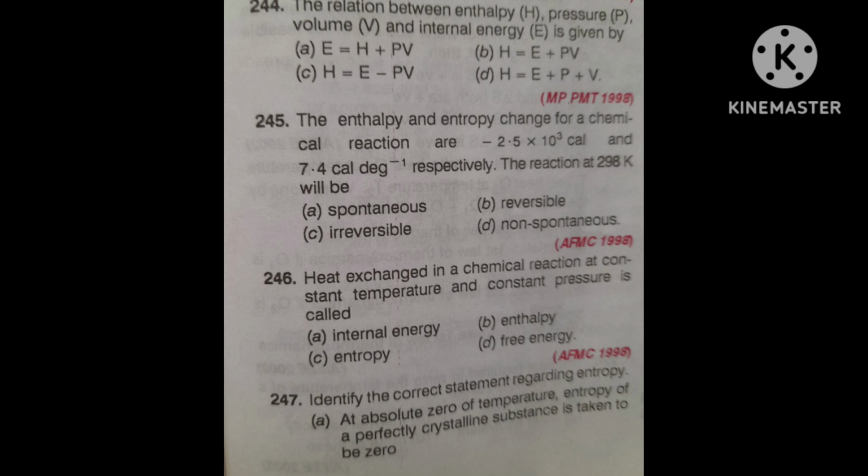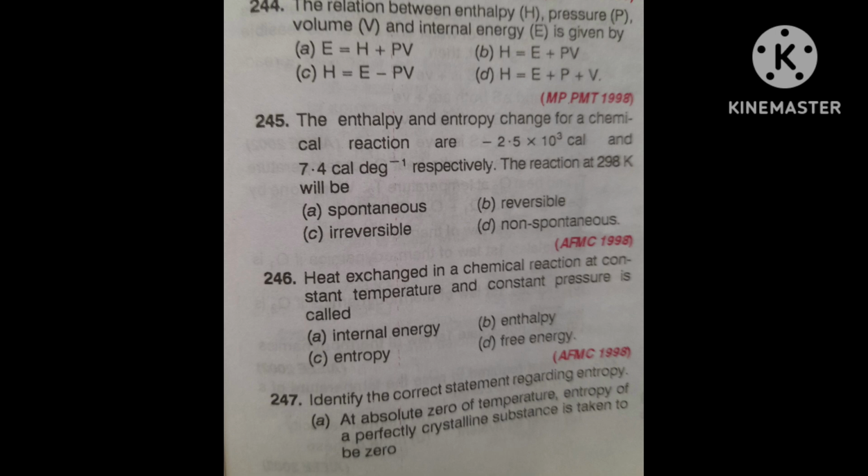Then the reaction is spontaneous because delta G should be negative for a spontaneous reaction. This is the condition for a reaction to be spontaneous. Delta G should be negative. Now the value is coming negative. That's why this reaction is spontaneous. Hence the correct answer is option A. This question was asked in AFMC, Armed Forces Medical Competition.